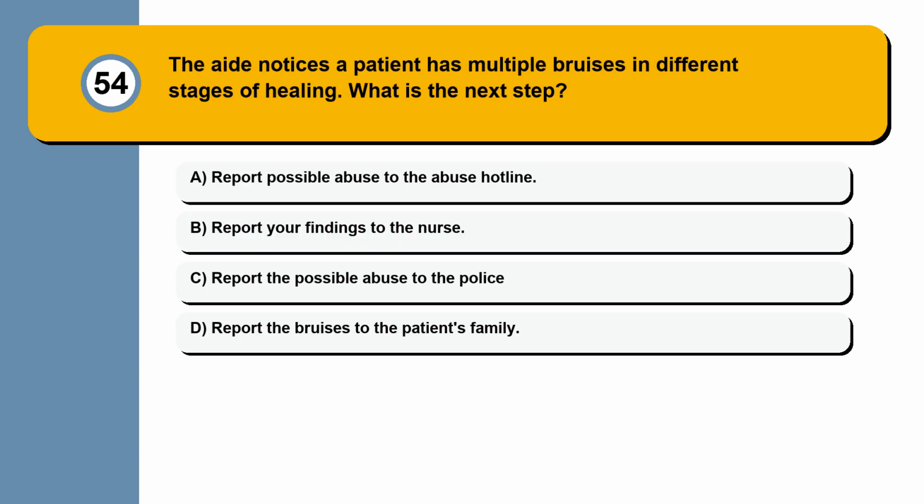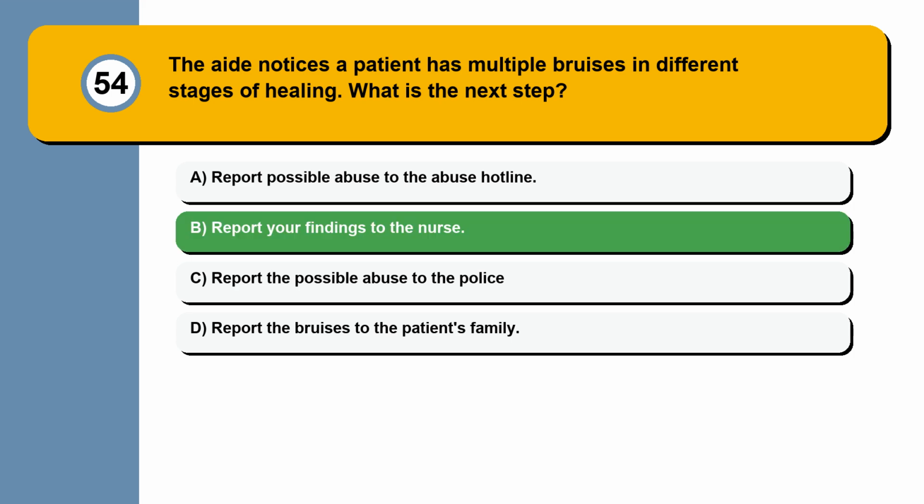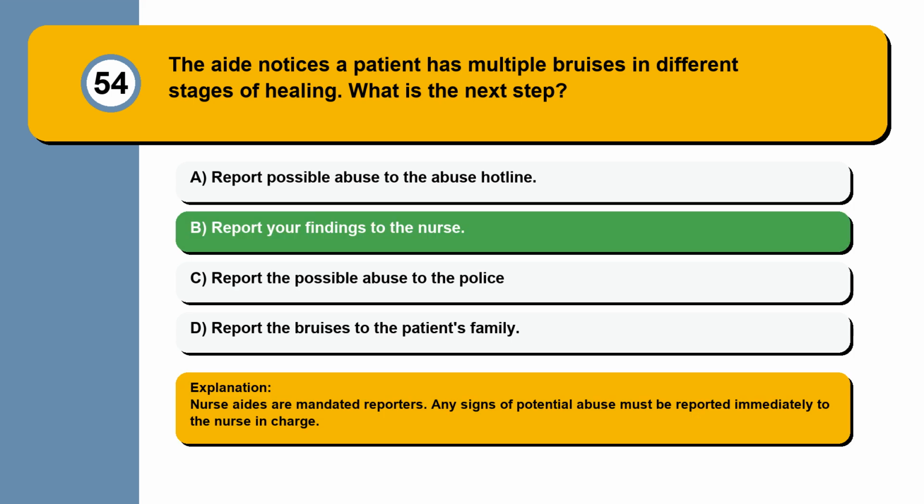Question 54. The aide notices a patient has multiple bruises in different stages of healing. What is the next step? Report possible abuse to the abuse hotline. Report your findings to the nurse. Report the possible abuse to the police. Report the bruises to the patient's family. Nurse aides are mandated reporters. Any signs of potential abuse must be reported immediately to the nurse in charge.